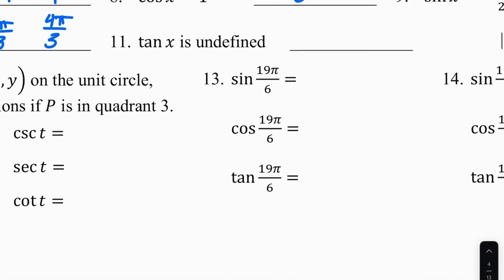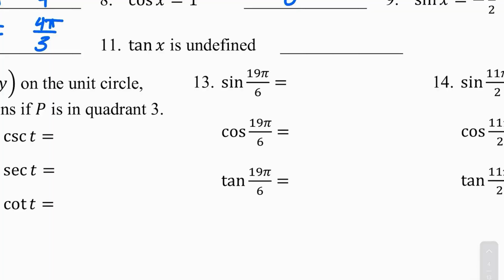Where is tangent undefined? Well, for something to be undefined, it has to be divided by 0. Since it's tangent, we're talking about y over x. We're talking about where on the unit circle do we have an x-coordinate that's at 0? Well, the only 2 points are when y is 1 or -1, and those points are at pi over 2 and 3 pi over 2.